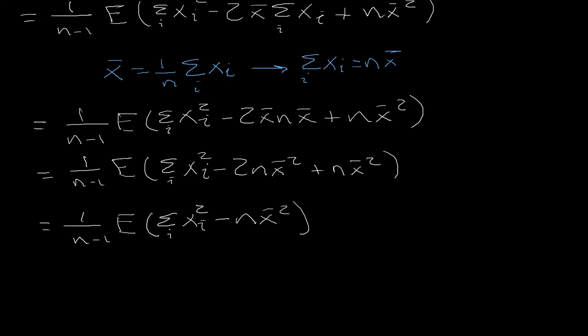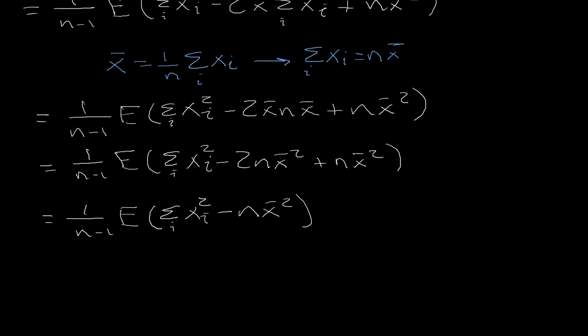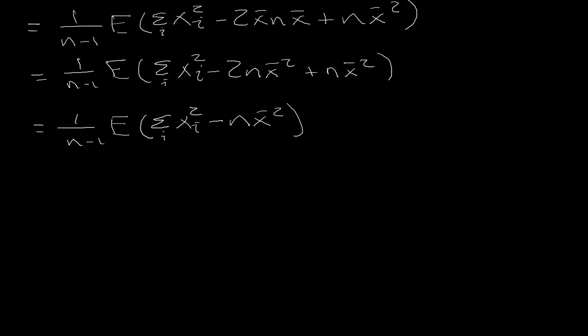So now, guys, we have the expected value of a sum. Well, it's a difference. But we know that the expected value of a sum is the sum of expected values. So let's work in that sense. This is 1 over n minus 1 times the expected value of the sum minus the expected value, sorry, let me write this again, and x bar squared.